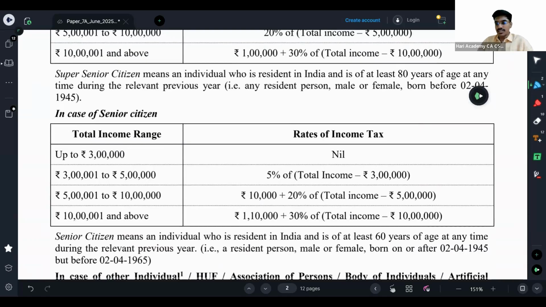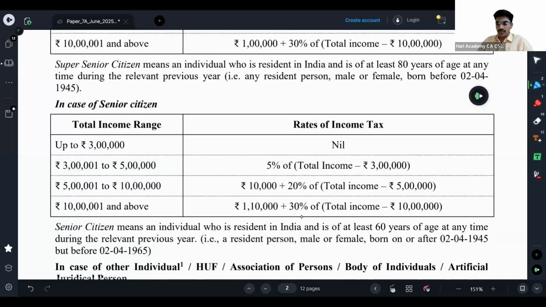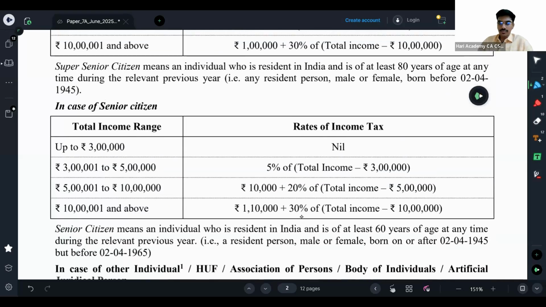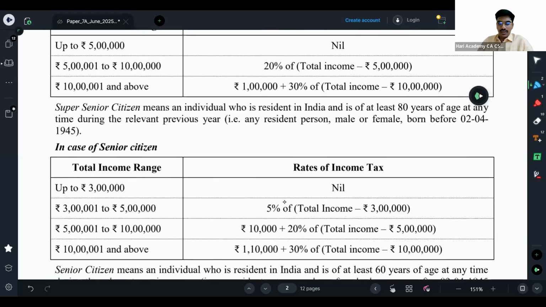Now let us go for senior citizen and super senior citizen. As you all know, senior citizen means a person who is 60 years of age. Here up to 3 lakhs, in normal it was 2.5, right? Here for senior citizen, up to 3 lakhs it is nil. 3 lakhs to 5 lakhs, it is going to be 5. From 5 lakhs to 10 lakhs, it is going to be 20. And more than 10 lakhs, it is going to be 30.